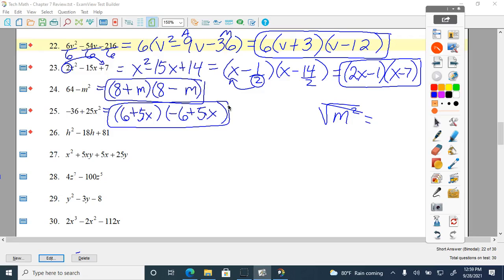26, we're back to some that's kind of easy. This one is special though because of how they want you to write your answer. Okay? What two numbers multiply to be 81 and add up to negative 18? Negative 9 and negative 9. Do they want you to leave your answer like that? No. If you get the same thing, they want you to write it as h minus 9, what? Squared. Okay?